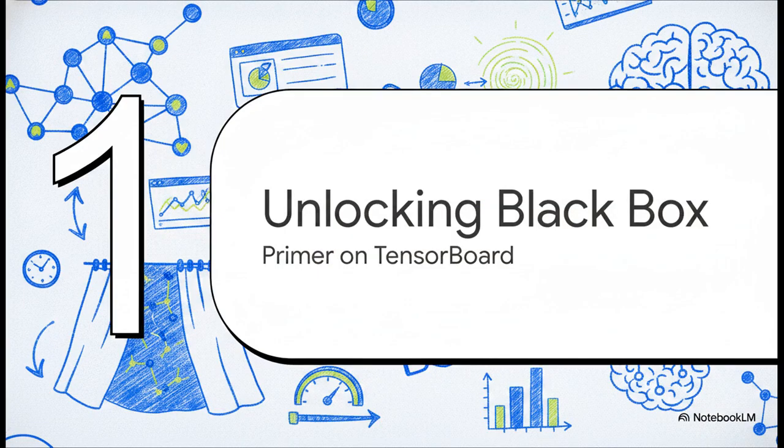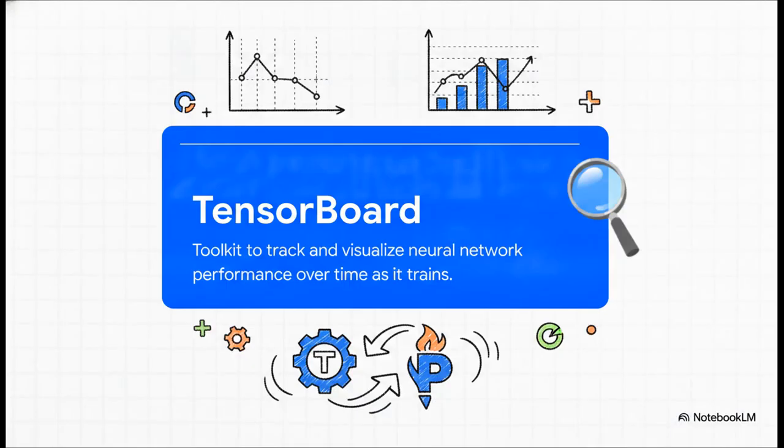All right, let's dive right into section 1, unlocking the black box, a primer on TensorBoard. We really need to introduce the ultimate dashboard tool that's going to pull back the curtain on our neural networks. And that tool is TensorBoard. It is this absolutely incredible, powerful visualization toolkit built specifically to track and visualize your network's performance over time, continuously, right as it trains.